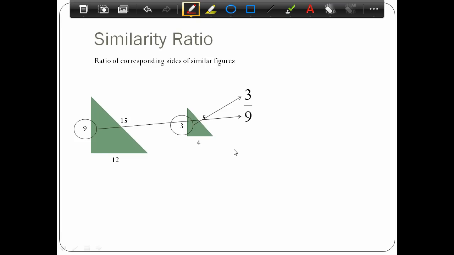I could do even better than that. I can go ahead and reduce it. 3 over 9, 1/3 is the technical final perfect answer for this. So my similarity ratio here is 1/3 because the little triangle is 1/3 the size of the big triangle.